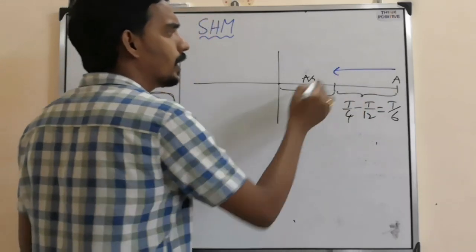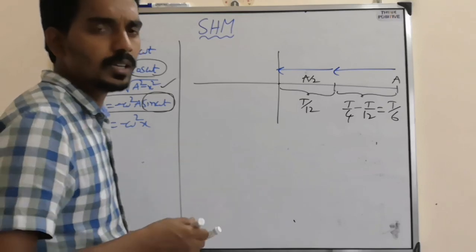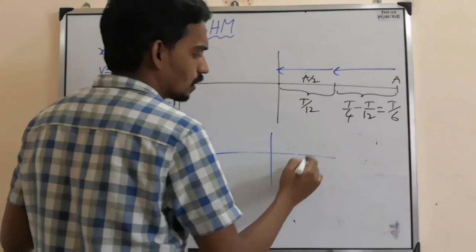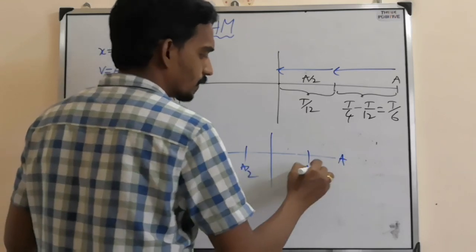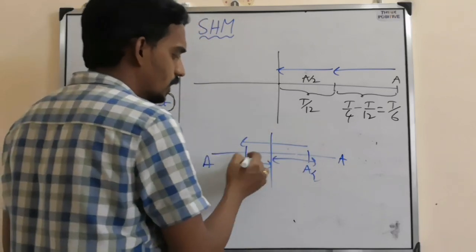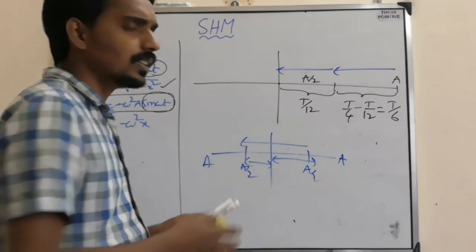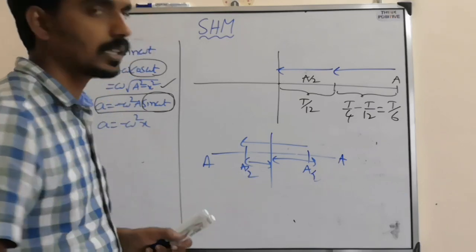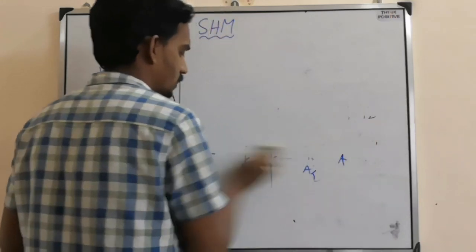From here to here again T by 6. From here to here again T by 12. So that way also they can ask logical questions. Or sometimes they will ask like this also. From here to here, this is A, this is A, this is A by 2. So from here to here they can ask. So this is T by 12, this is T by 12, so total is T by 6. Like that, simple logical questions they will ask you based on the displacement, velocity and acceleration equations.